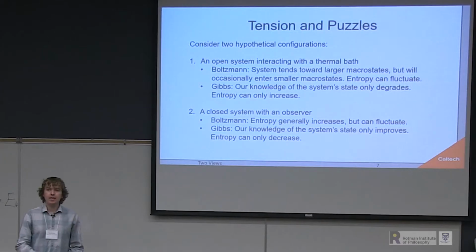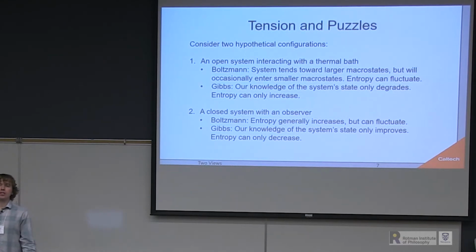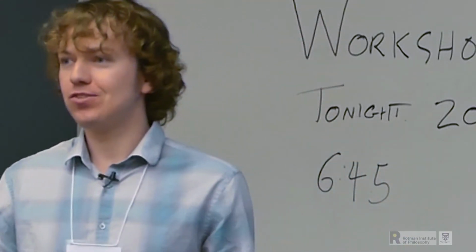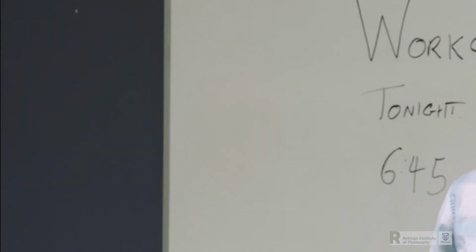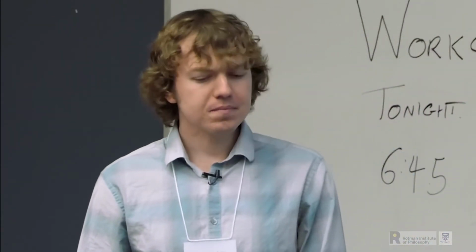But if we think of this from more of a Gibbsian approach, saying that really the entropy characterizes our knowledge of the system, I know something to start off with. If I'm evolving thermally, there's some noise. The information I have only degrades. Entropy has to increase. There's no way for it to ever decrease. So how does Boltzmann say that we can have actual fluctuations of entropy? Well, Gibbs says there can be no fluctuations, it can only increase. That seems a little paradoxical here.